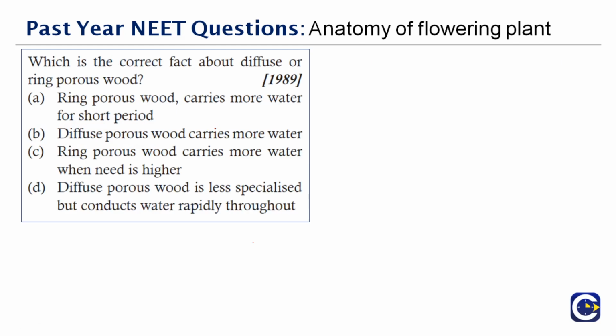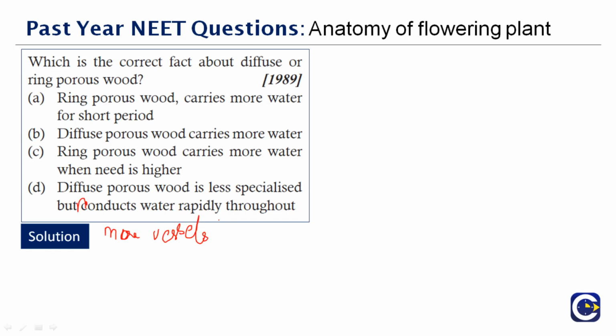Which is the correct fact about the diffuse or the ring porous wood? This question was asked in year 1989. When we talk about ring porous wood, it is more advanced than diffuse porous wood, and it provides more translocation when the requirement of the plant is high. So this is an introduction that I would like to give here. But apart from that, what are the other things that you know about a ring porous wood? See, a ring porous wood will have more numerous vessels. That is, you have more vessels.